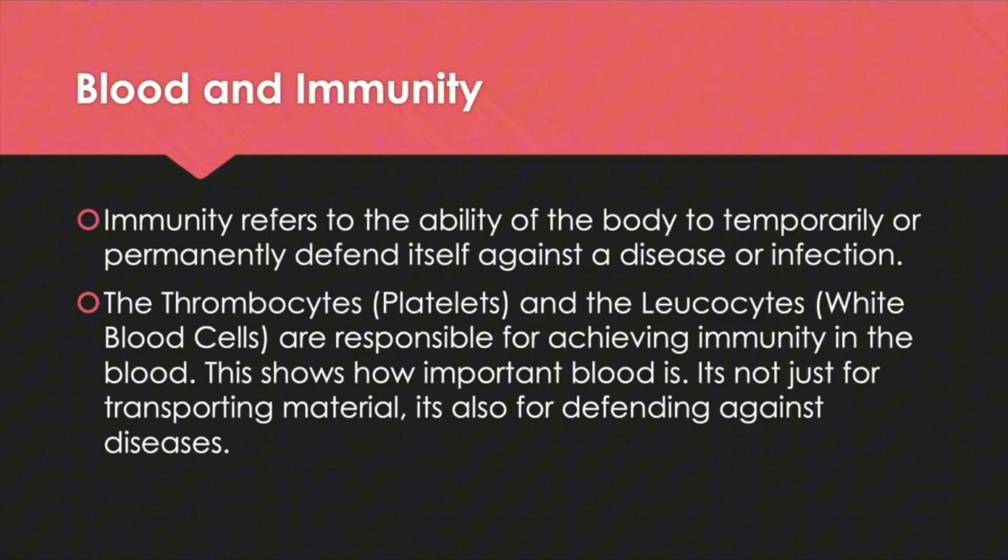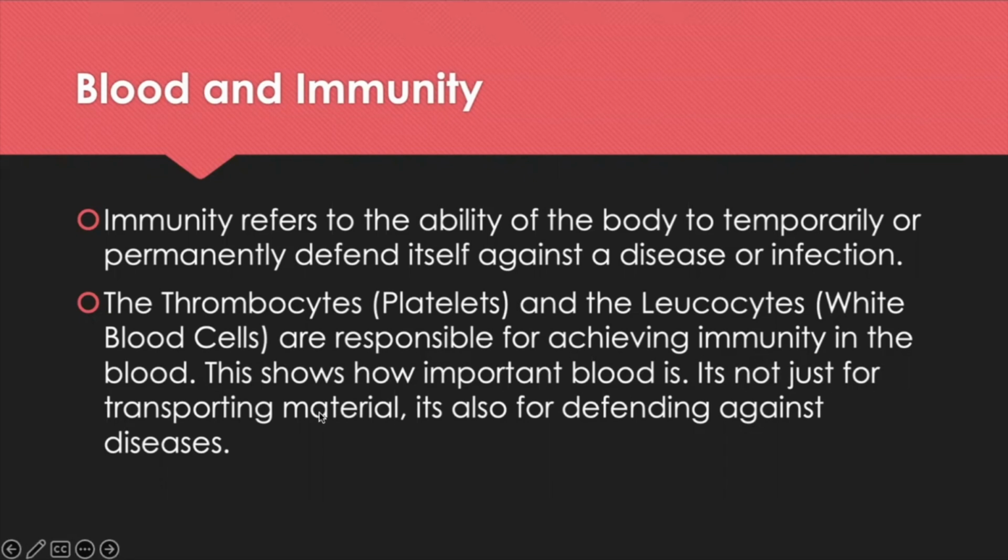Now, seeing that we were talking about thrombocytes, this is a good time that we could come in and speak about blood and immunity. How does blood help us in fighting diseases? We were just talking about white blood cells and thrombocytes and how they help us in that regard. Now, immunity refers to the ability of the body to temporarily or permanently defend itself against a disease or infection. The thrombocytes or platelets and the leukocytes or white blood cells are responsible for achieving immunity in the blood. This shows how important blood is.